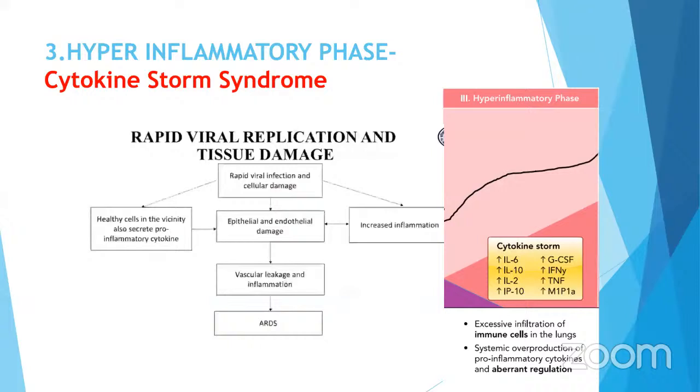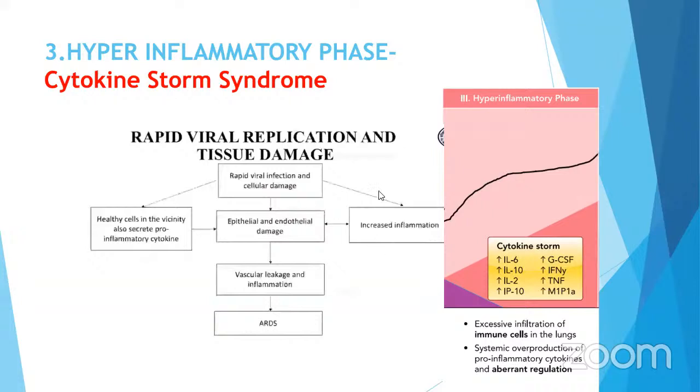Next is how the hyperinflammatory phase occurs. What is the cytokine storm syndrome? During cytokine storm syndrome, there are increased pro-inflammatory cytokines and chemokines in the body. Why does it occur? There is an excessive infiltration of immune cells in the lungs, with increased pro-inflammatory cytokines and chemokines because of immune dysregulation. Why does immune dysregulation occur? We are going to discuss.